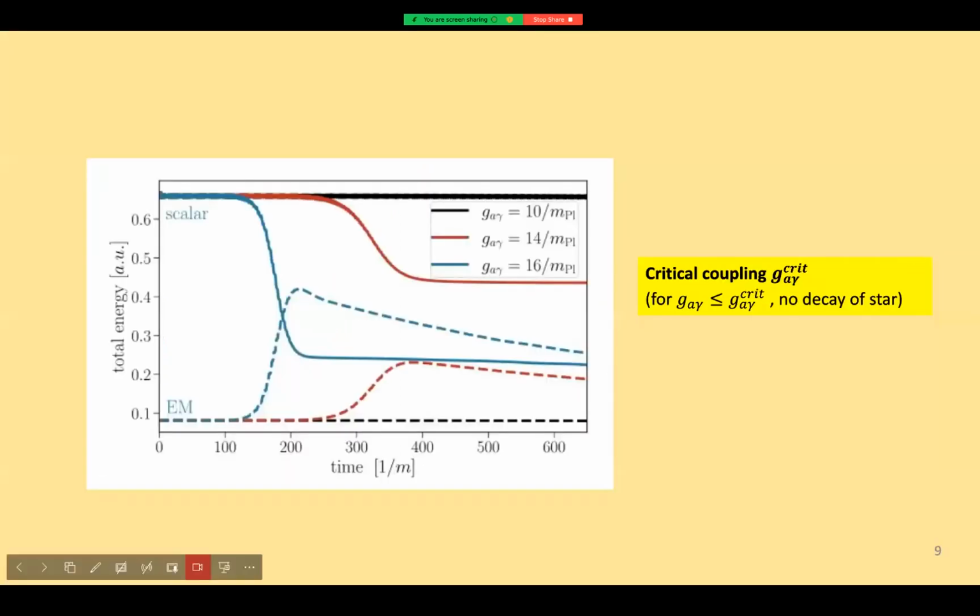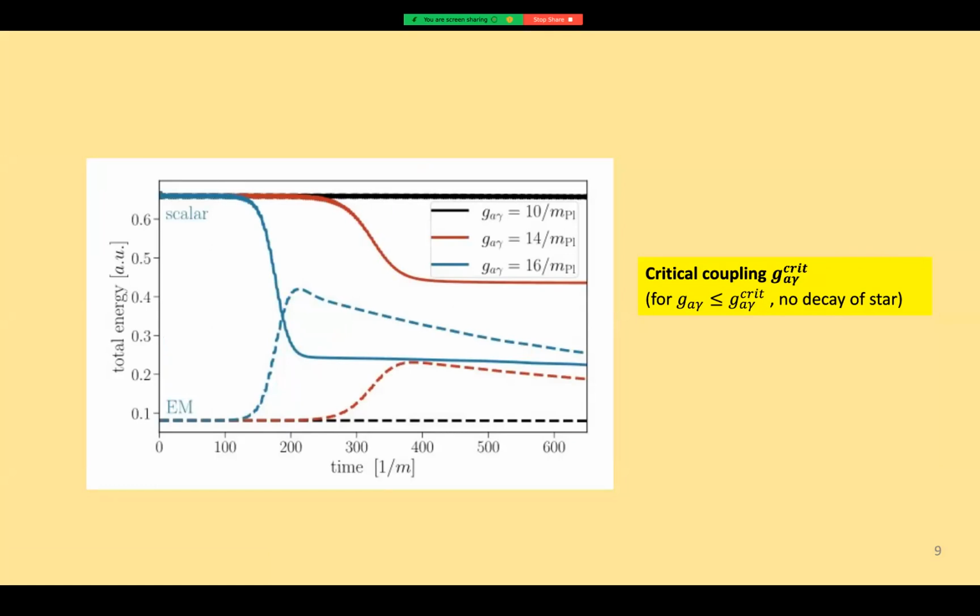Next, this is a third representation of this parametric resonance process and what's going on. Here, you can see three different values of the coupling. The solid line is the total energy in my scalar field, so essentially the total energy of the axion star. And the dashed line is the total energy in my simulation box, I should say, in the electromagnetic field.